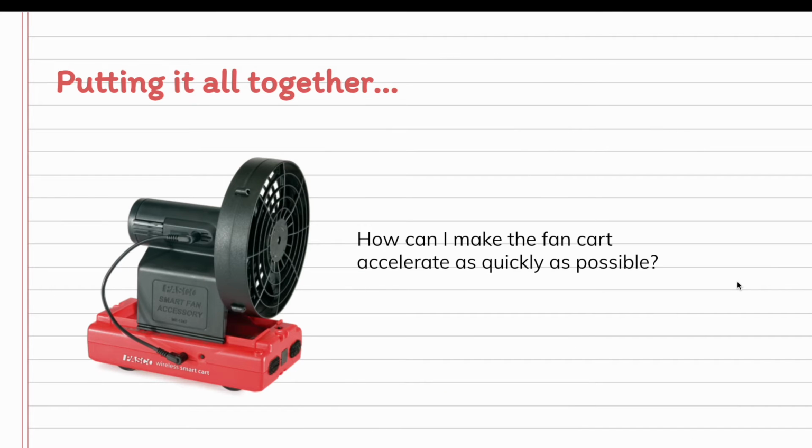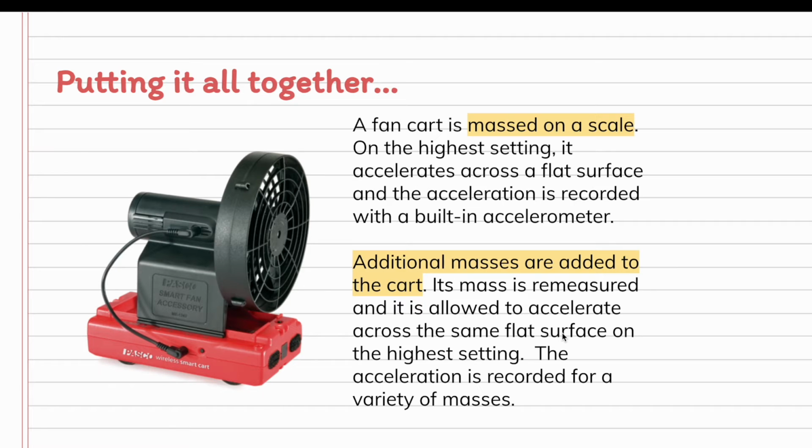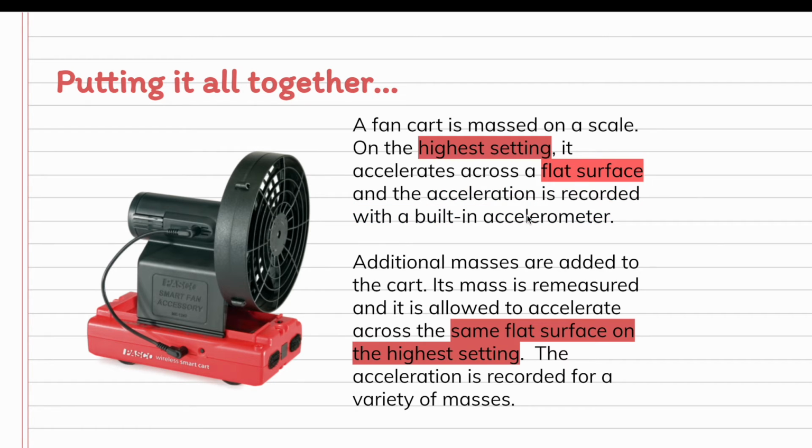So let's say I had something like, how do I make a fan cart accelerate fast? I could change the masses or change the type of fan, and in this case, I add additional mass to the cart to see what the acceleration does. The mass is the independent variable that causes a change in the acceleration, the dependent variable. I'd have some sort of control, like putting it on a flat surface, and keep the setting the same.